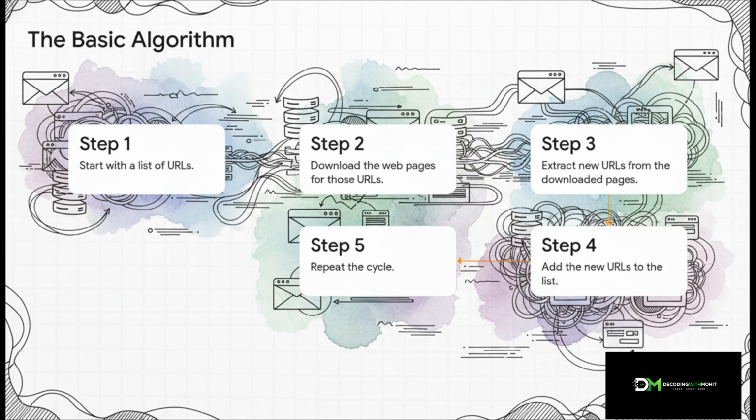And at its core, the basic algorithm sounds almost laughably simple. Okay, step 1, start with a list of URLs. Step 2, download those pages. 3, pull out all the new links you find on those pages. 4, add those new links to your to-do list. And 5, just repeat that, over and over, forever. Sounds easy, right? Well, as you're about to see, that simple idea gets really complicated really fast.